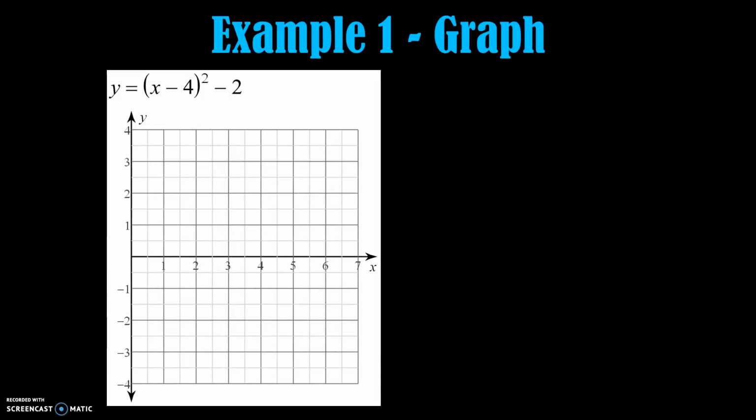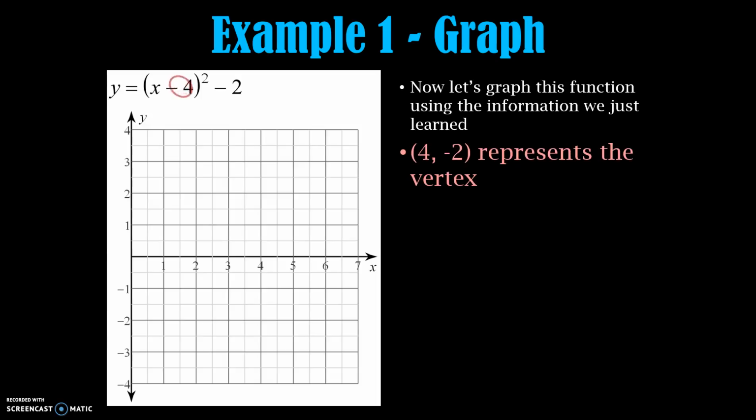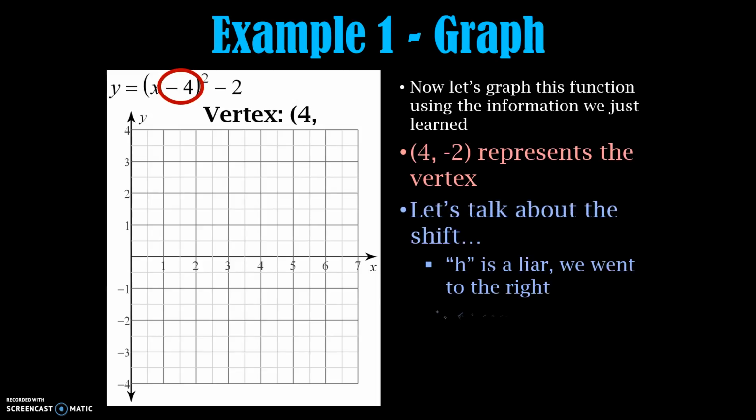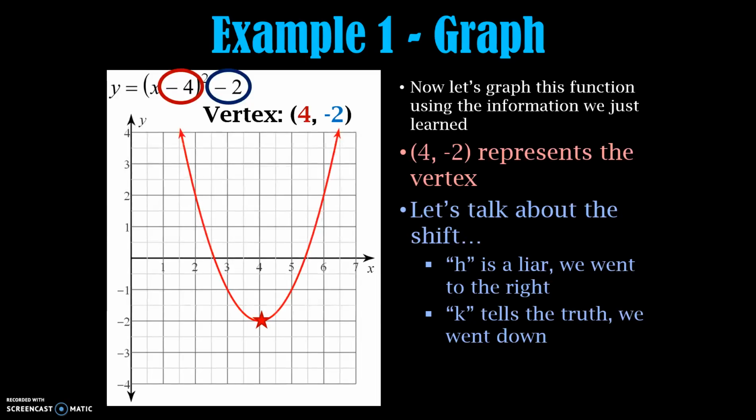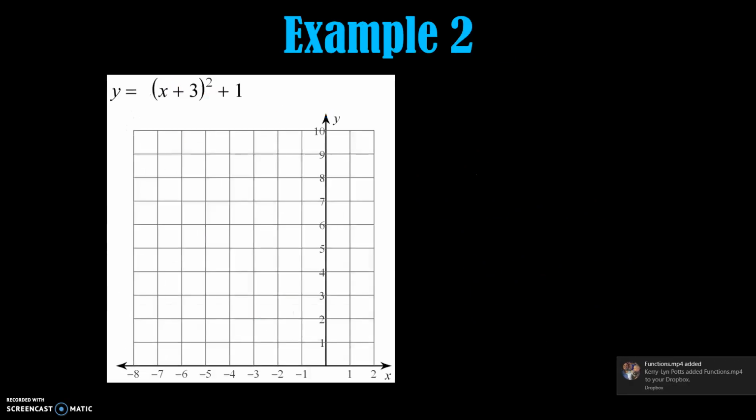Here are some things to look at when you're doing a graph. The first thing is remembering that 4, negative 2 represents the vertex. So if I were to plot that, I would be going over 4 and down 2. So the shift, h is a liar, instead of going to the left like you might think, since it's a liar, we're going to go to the right 4, and then we're going to go down 2. And so that's the first point that I'm going to plot. I'm going to go to the right 4 and down 2. It's the opposite of what you expect for your x values. And then I'm going to draw in my parabola. That's all that we need to know for that.